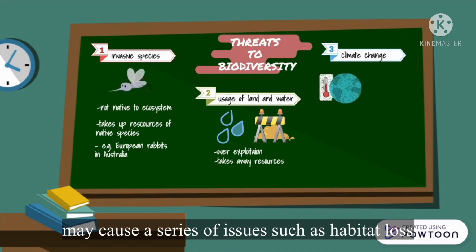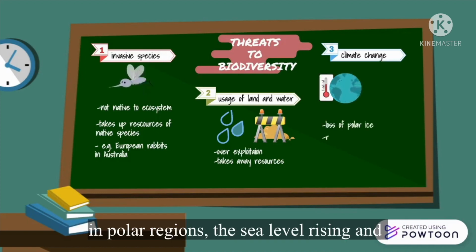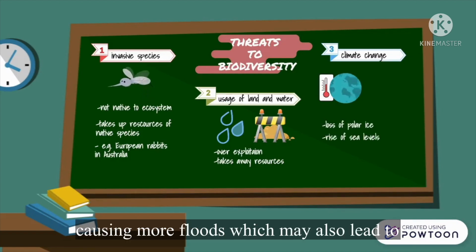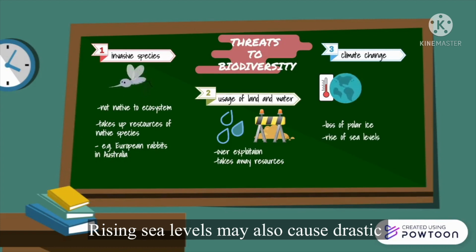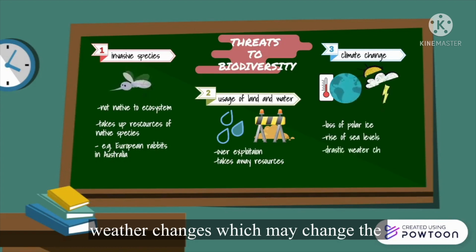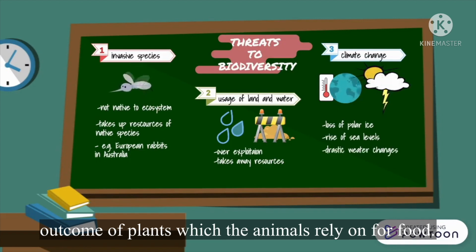The rising temperatures may cause a series of issues, such as habitat loss in polar regions, the sea level rising, and causing more floods, which may also lead to soil erosion in the repeatedly flooded regions. Rising sea levels may also cause drastic weather changes, which may change the outcome of plants, which the animals rely on for food.